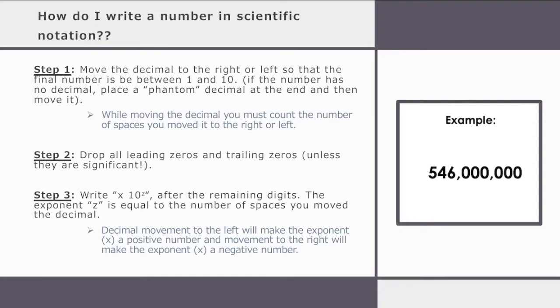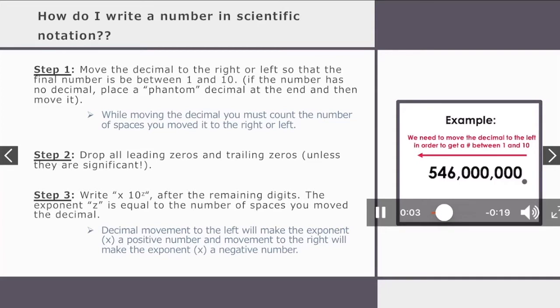All right, then we're going to drop all of the leading and trailing zeros unless those trailing zeros are significant. So remember, in our coefficient, we want to keep all of the digits that are significant. And then step 3, we're going to write times 10 to the power of a number, and that number is going to be equal to the number of spaces that we moved the decimal. We'll take a look at this last part in just a minute, but let's go ahead and look at this example.